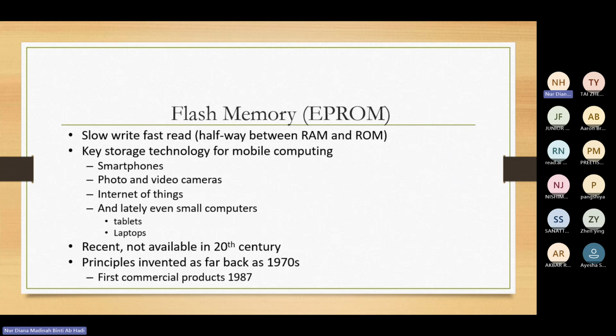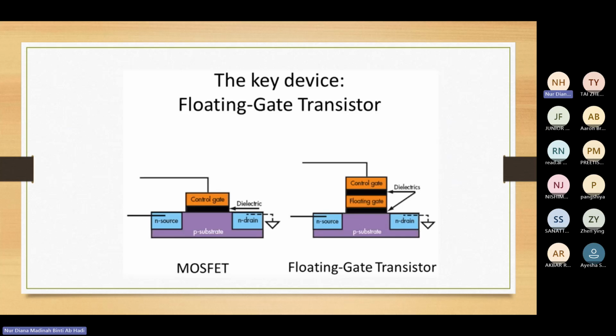Okay, so flash memory is your EPROM. Slow write, fast read, halfway between the RAM and ROM. It is the key storage technology for mobile computing. Mobile computing, everyone knows, is your smartphone, your photo and video cameras, your IoT, and currently your tablets and also your laptop. Recent, not available in the 20th century, but the principle was already invented as far back as 1970. But the first commercial product was in 1987.